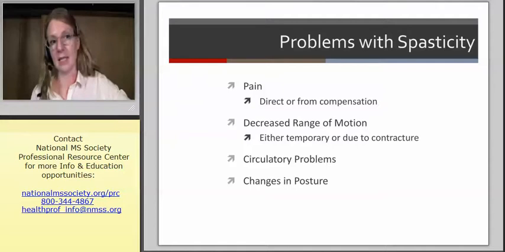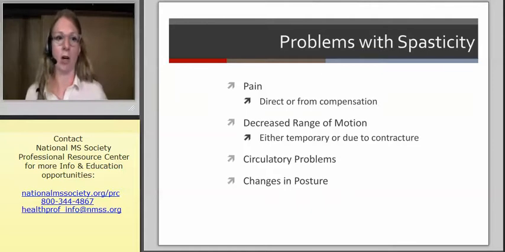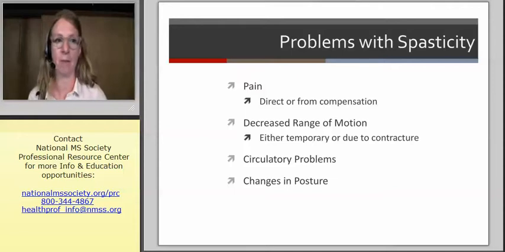Problems with spasticity, as I already mentioned, pain is a big one, either directly from the muscles that are overactive or from compensatory strategies because they walk funny. They may have increased hip abduction and circumduction that can cause back pain, or they may have postural problems if they have a lot of upper extremity flexion that may be pulling on their brachial plexus or causing more tension in their neck. Also decreased range of motion.